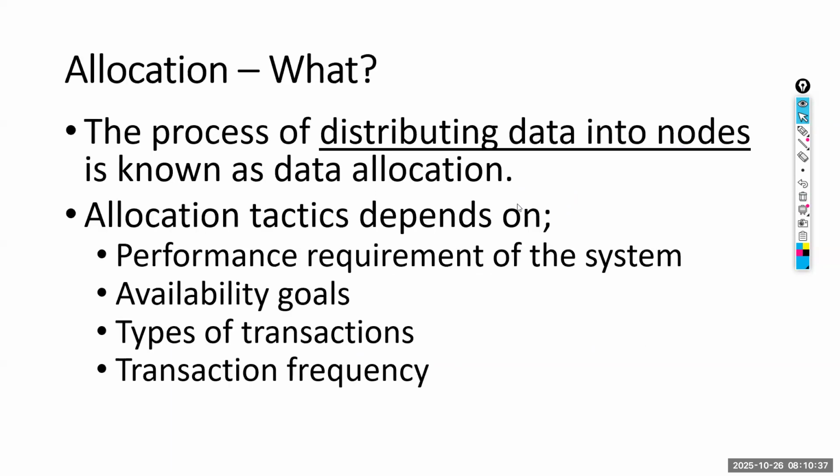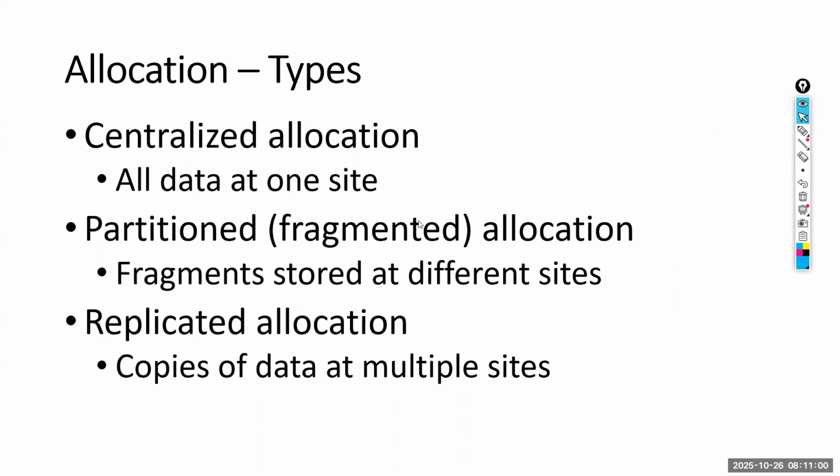So then we moved on to allocation. Allocation is the distribution of data into nodes. So it's more of a physical concept: physically, how you distribute your data. Allocation depends on your performance, availability, type of transactions, and so on. So what are the three types of allocation? Centralized allocation, where all data is in one site. Of course, then it is not a distributed database.